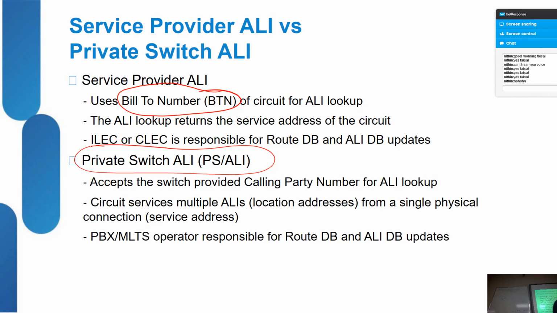Well, that is more useful if you're calling based on service provider ALI. But when you're doing private, the selective router will use whatever caller ID you send. It could be the same number, it could be a different number, it could be an individual number.